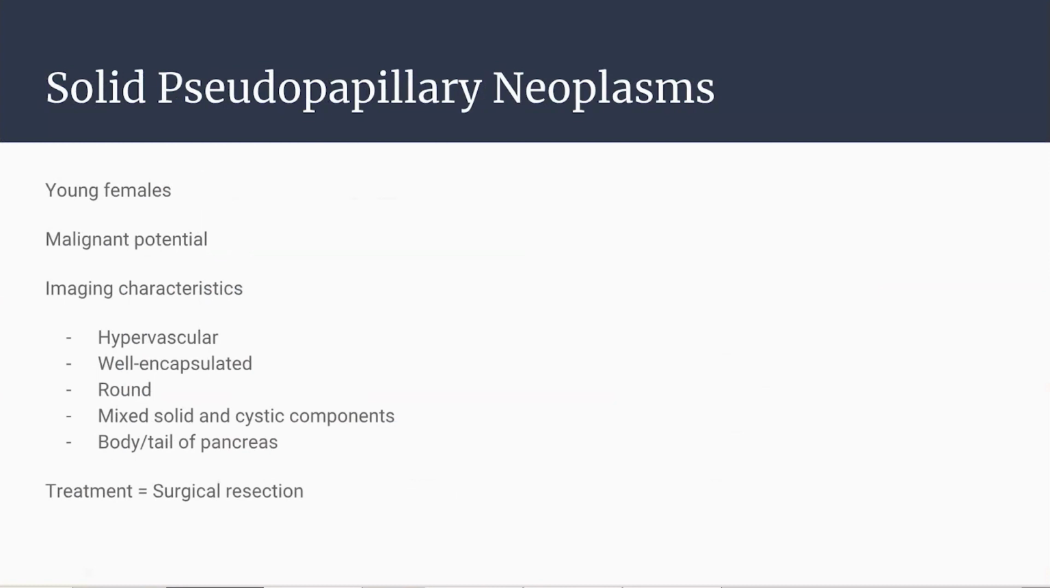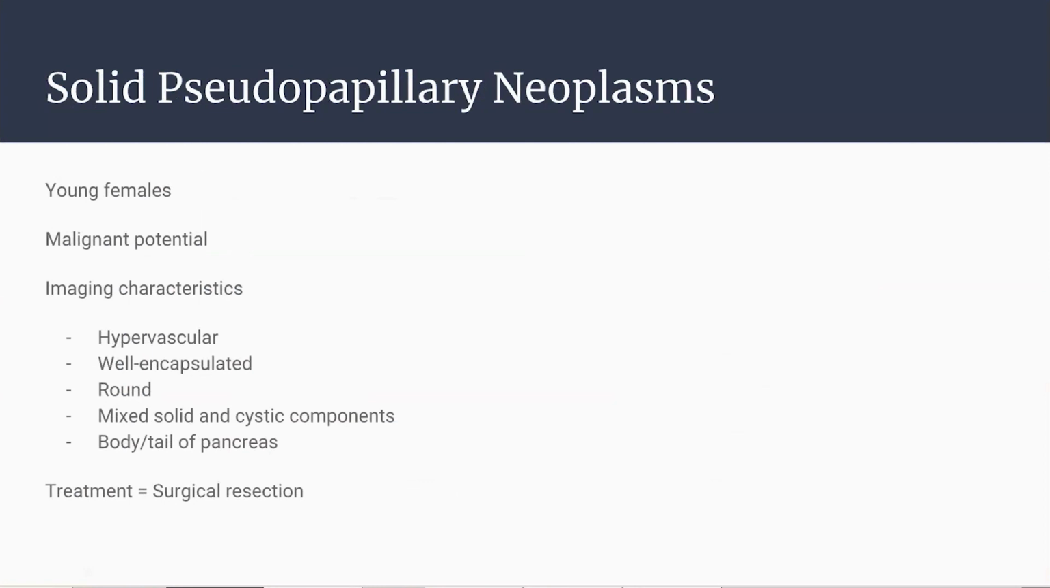Lastly, I want to talk about solid pseudopapillary neoplasms. These were first described in 1959 by Gruber-Franz. The female-to-male ratio is about 10 to 1 with a mean age at presentation of about 22 years of age. These also have a malignant potential, quoted to be about 15%. Liver is the most common site of metastatic disease.